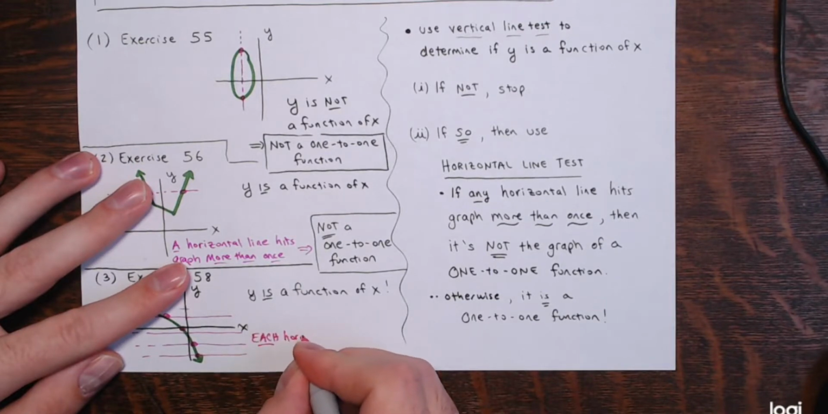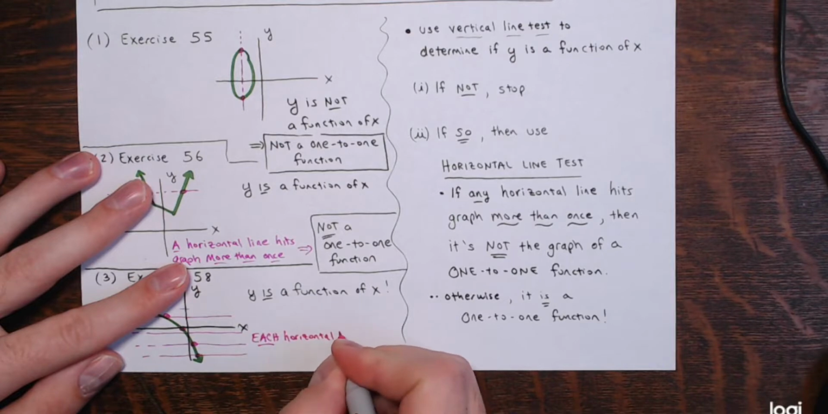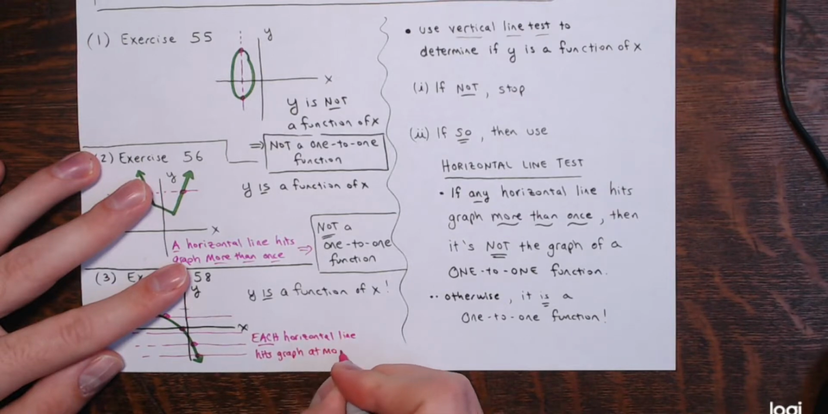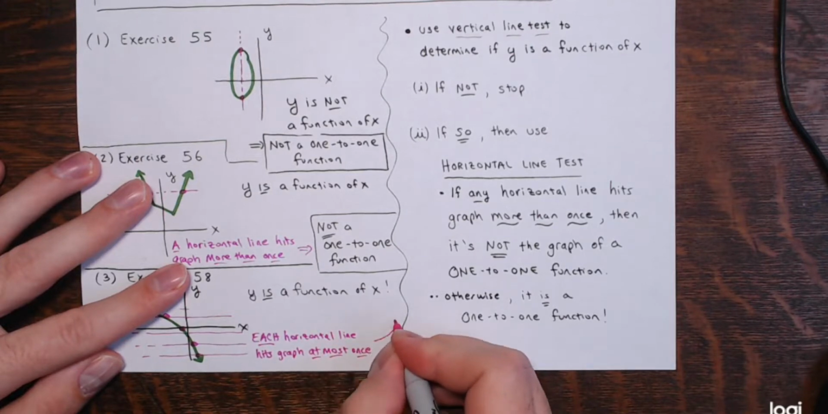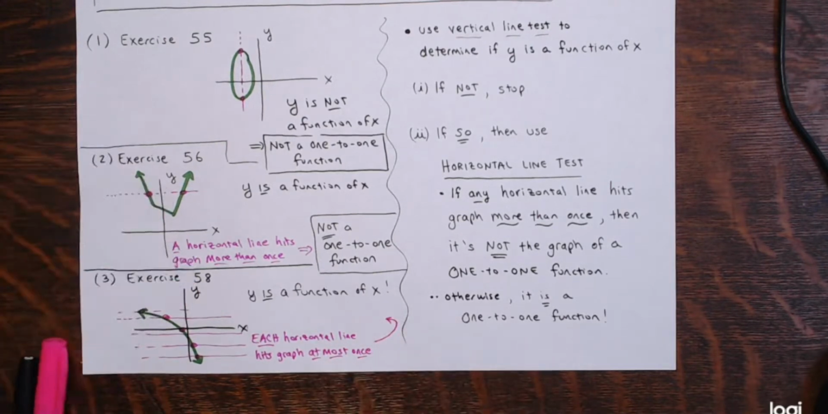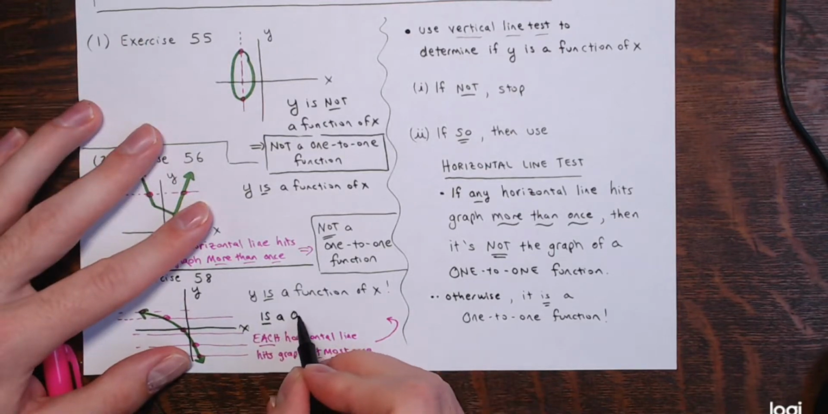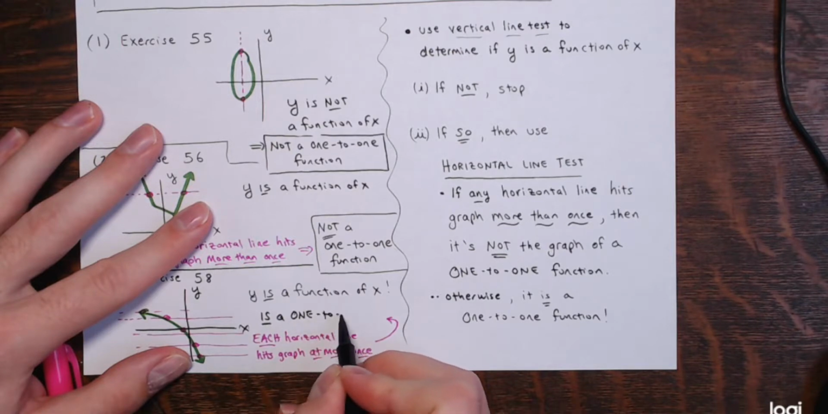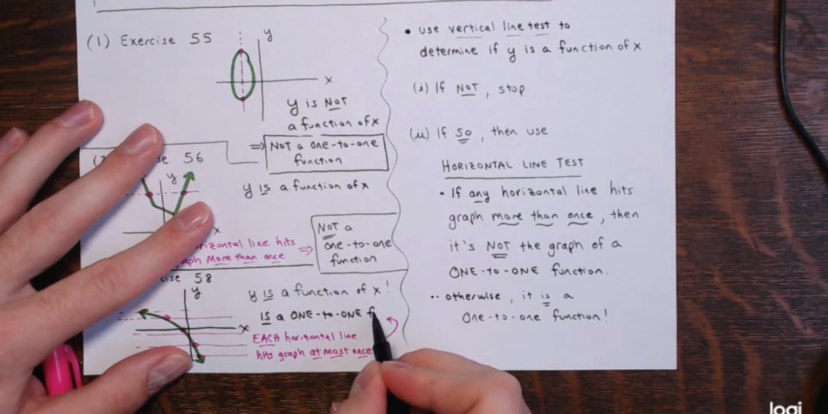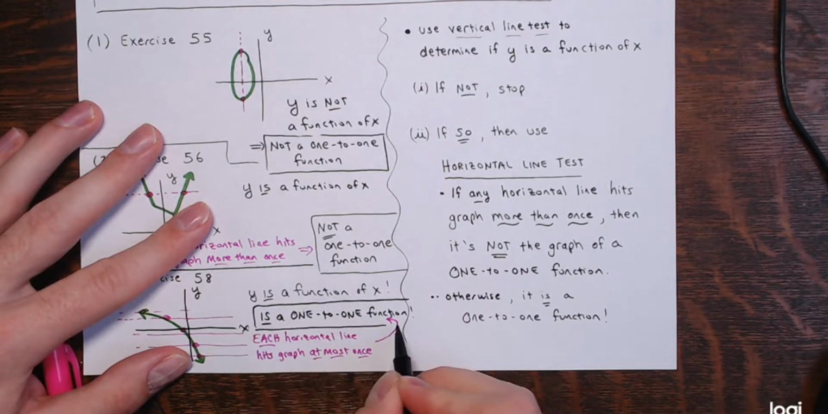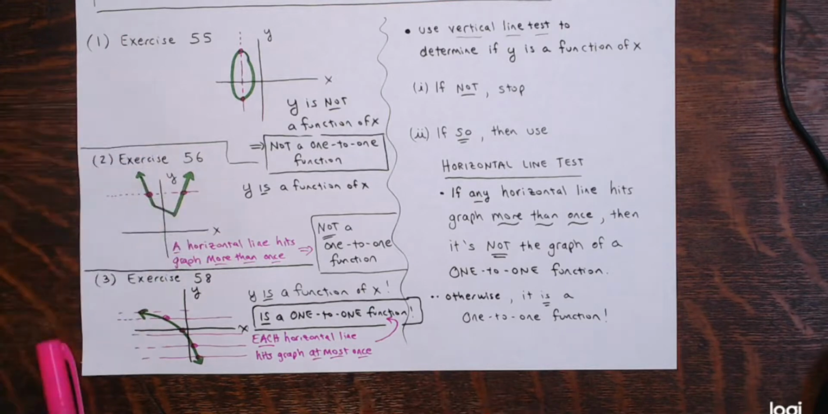All right, so each horizontal line hits the graph at most one time. At most once, no more than once. So that tells me that this is a one-to-one function. Fantastic. And again, it should be that easy. It should be that simple.